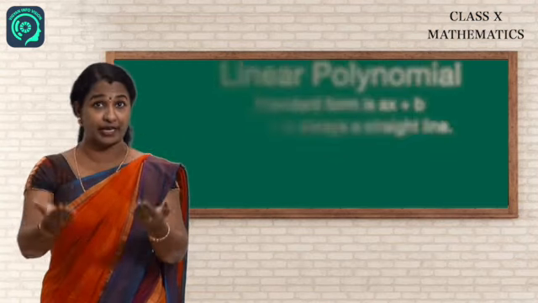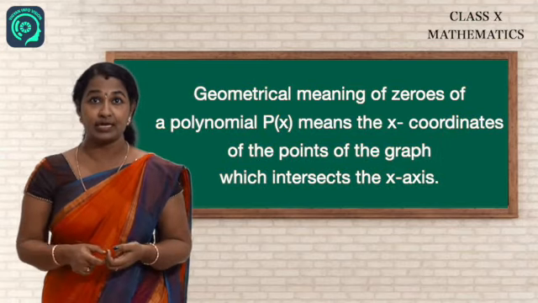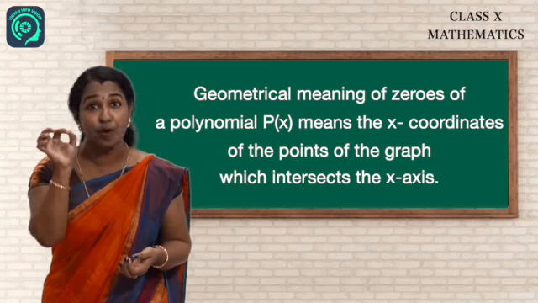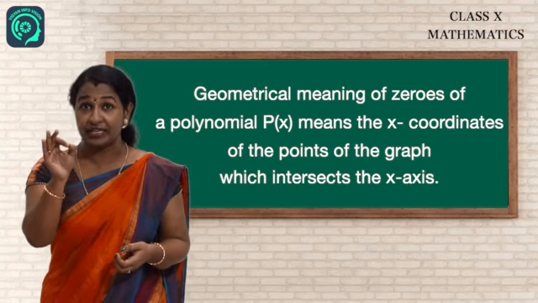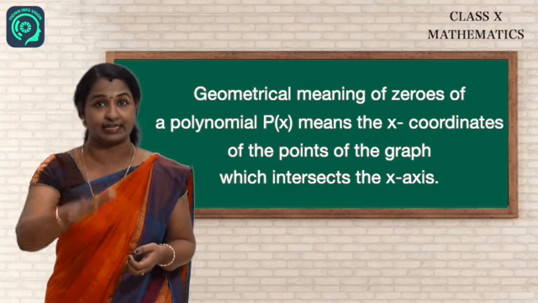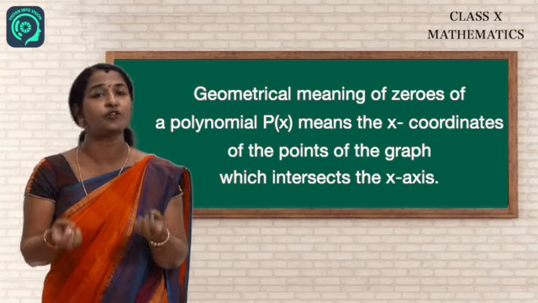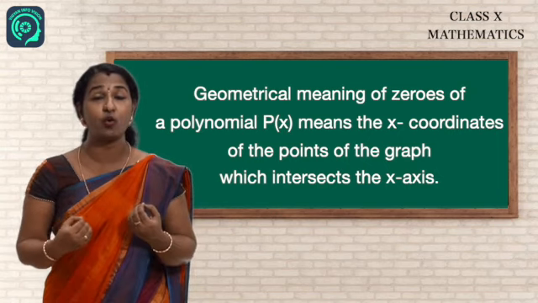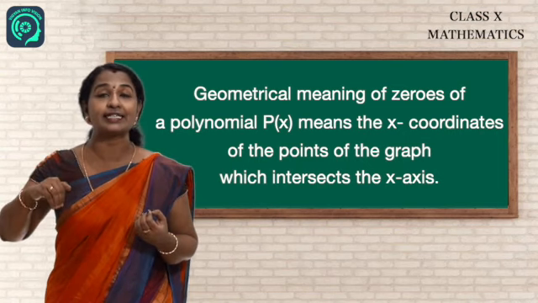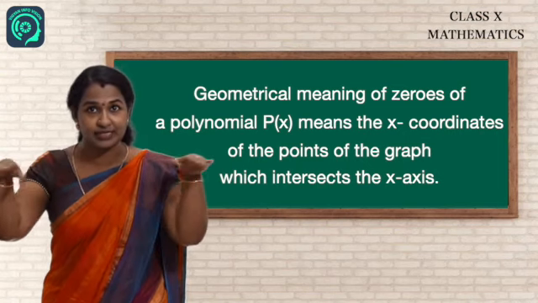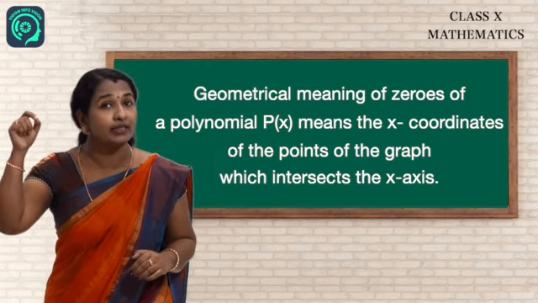So what I am going to tell you here is the geometrical meaning of zeros means the x coordinates of the points which intersects the graph at x axis. The x coordinates of the points. Why? Because the polynomial is in terms of x. So you have to take only the x coordinates of the points of the graph which intersects the x axis. This is known as zeros when you find out using the graph.